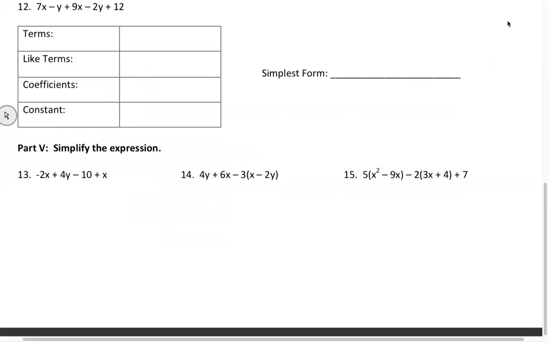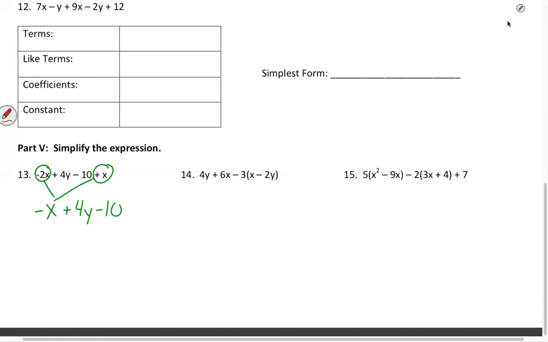For part 5, questions 13 through 15 ask me to simplify the expressions. So here I'm going to combine my like terms. So -2x and x, that's going to be -x plus 4y minus 10. So I just combined my x's there.